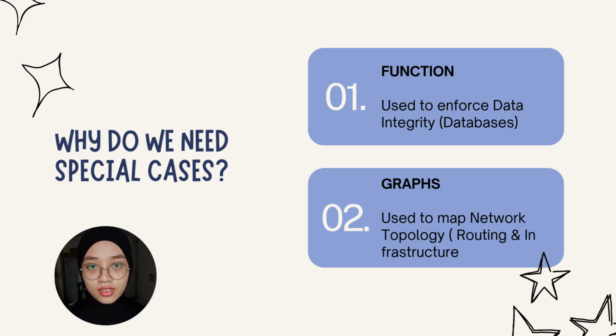Now, why does this matter to us in computer science? While general relations are great for abstract math, computer systems require absolute predictability, structure, and optimization. We cannot have a system that guesses outputs. Therefore, computer science utilizes special cases of relations, specifically functions and graphs, to enforce strict rules that keep software, databases, and networks running smoothly.